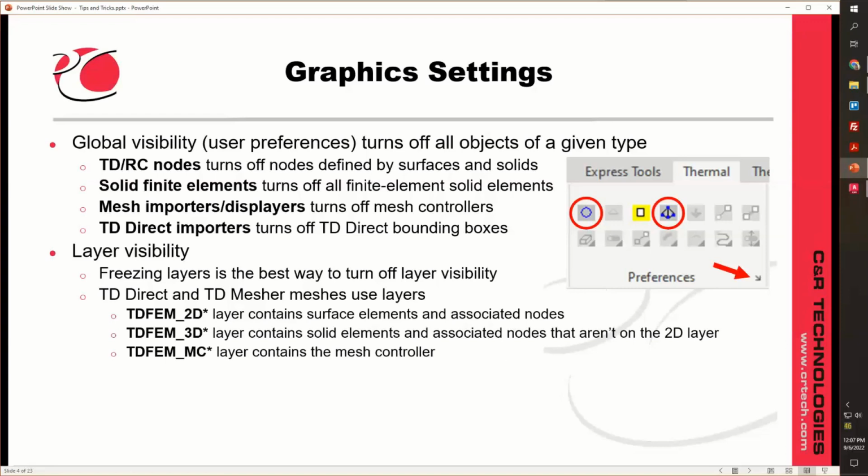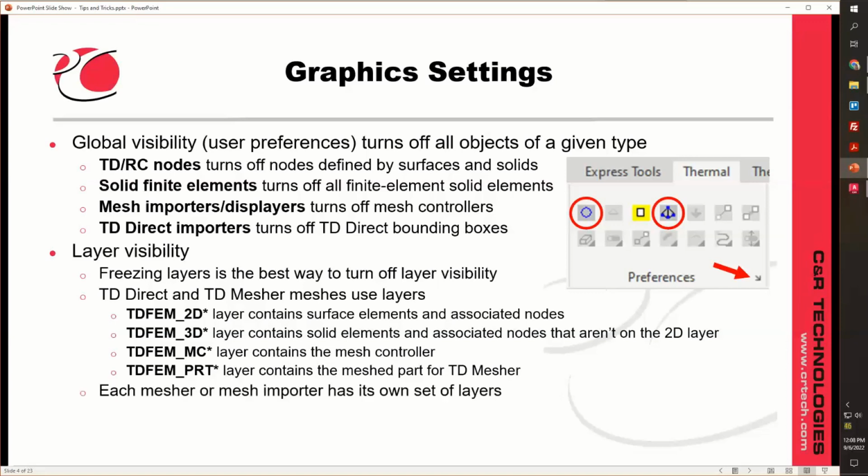There's an MC layer that contains the mesh controller. And then there's a PRT layer, which contains the part itself. Typically, you'll have this with the TD Mesher. I recommend when you're using TD Direct, don't even bring over the geometry unless you need it for other purposes.